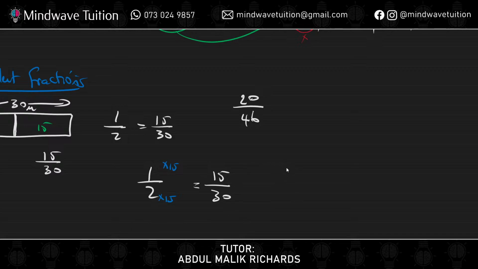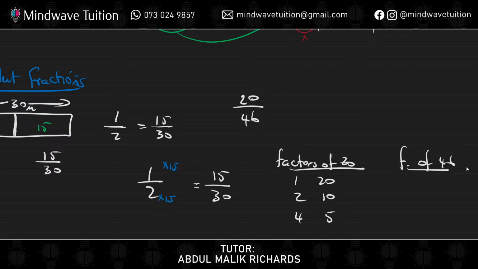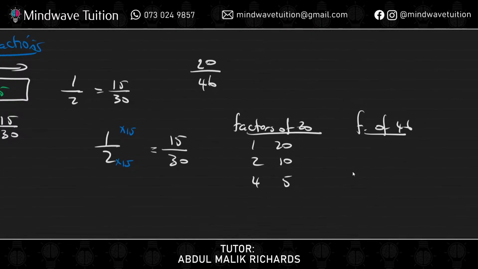So factors of 20 and factors of 46. Factors just means what times what will give you 20, what times what will give you 46. Let's start with the factors of 20. The factors of 20 would be 1 times 20, 2 times 10, and 4 times 5. And then the factors of 46: 1 times 46, and then 2 times 23.